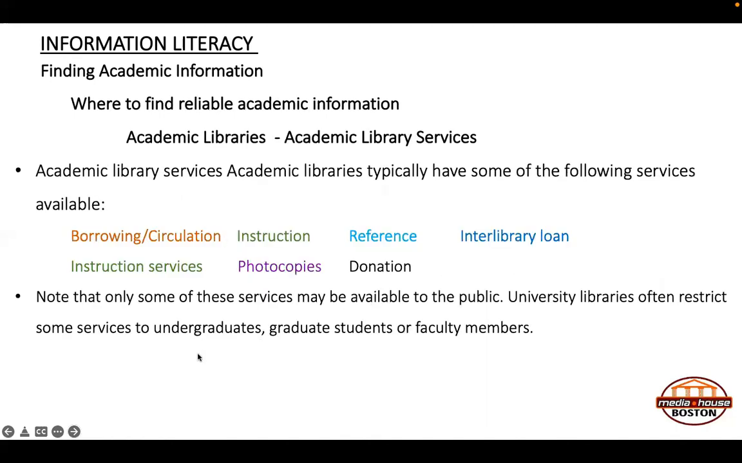So they have the following services, okay? Borrowing books, instruction, referencing, donations, photocopies, etc. We can also get a book from a different library, okay? Of course, some universities are linked and we can get books from other libraries, but not all of these services are available to the public, okay? So I'm sure that Wits and UNISA restrict access. As you know, I have experience with these two universities only. So if you're from Boston Media House and you want to go use the Wits library, I doubt it's possible.